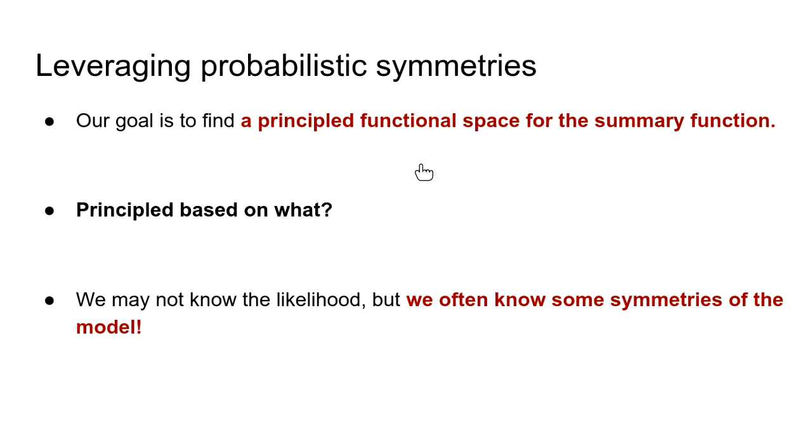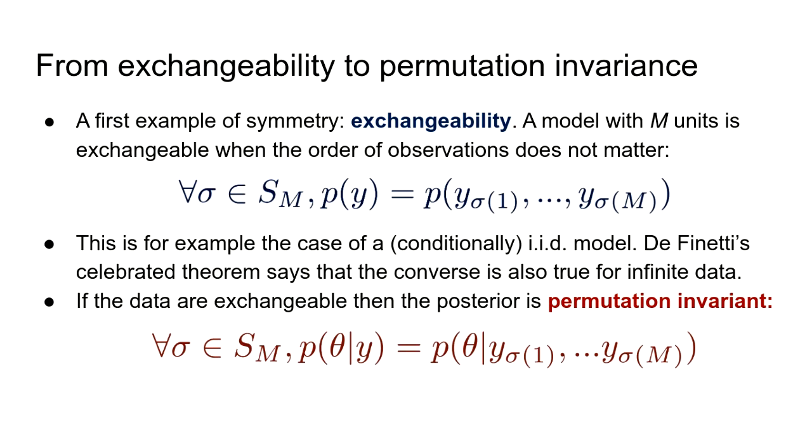Okay, so what do I mean by symmetries? Let's start with a very simple example. The simplest example of model symmetry I'm interested in is exchangeability. Exchangeability is a property of statistical models that basically says that the order of observations, or the order of units, does not matter. Okay, so this can be written that way.